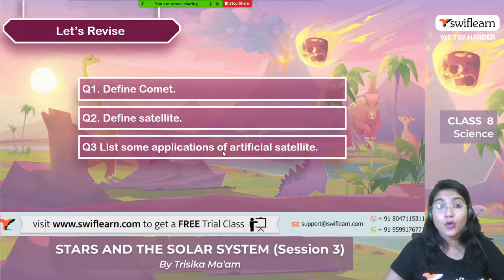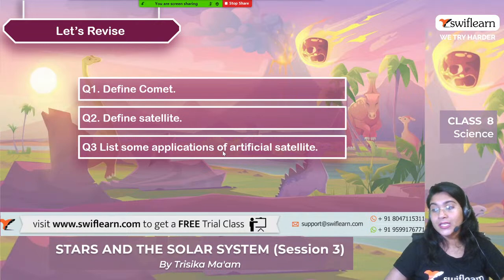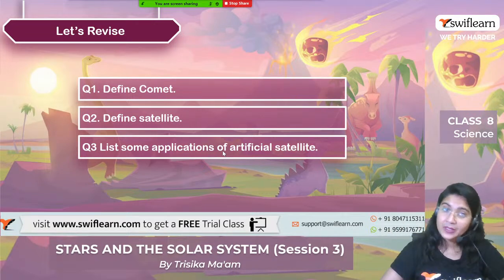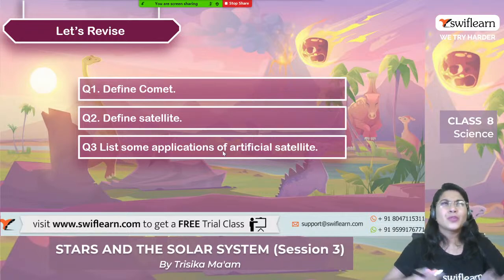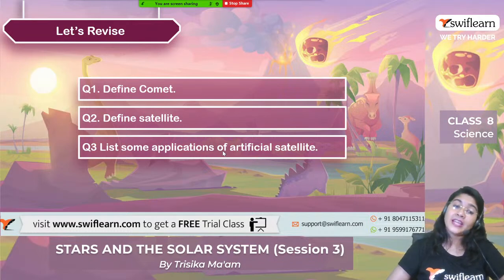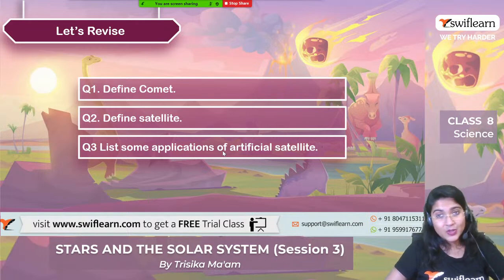So what are comets? These are the cosmic snowballs of frozen gases, rocks and dust that orbit around the sun, right? Now you can also give an example like Halley's comet. Now coming to the satellite, what are satellites? Anything which is revolving around the different planets is known as a satellite, right? Satellites can be of two types, natural and artificial. The Moon is our natural satellite, you can mention this also.